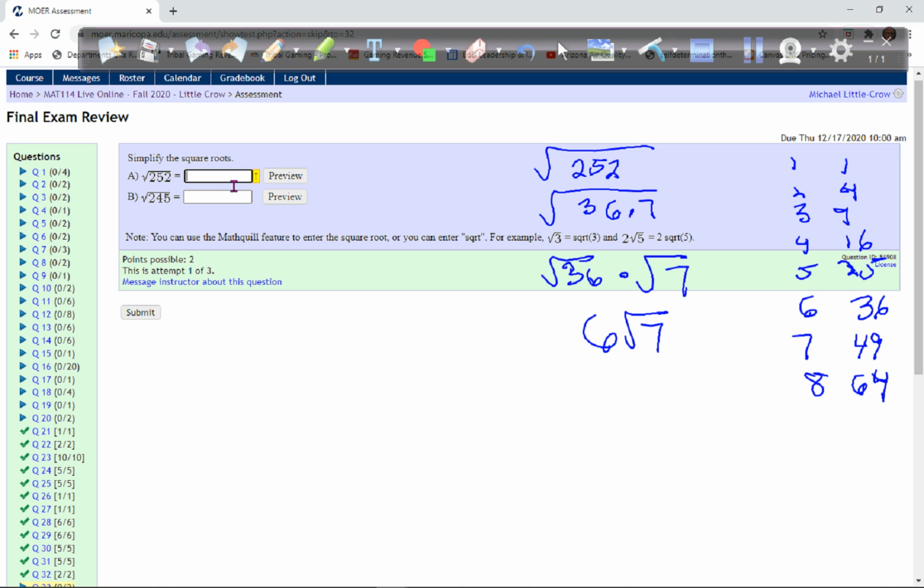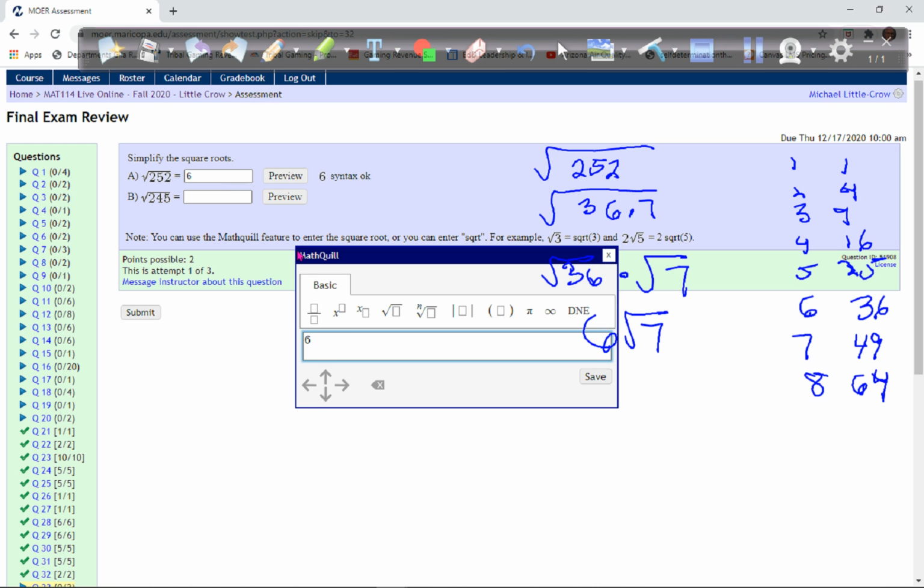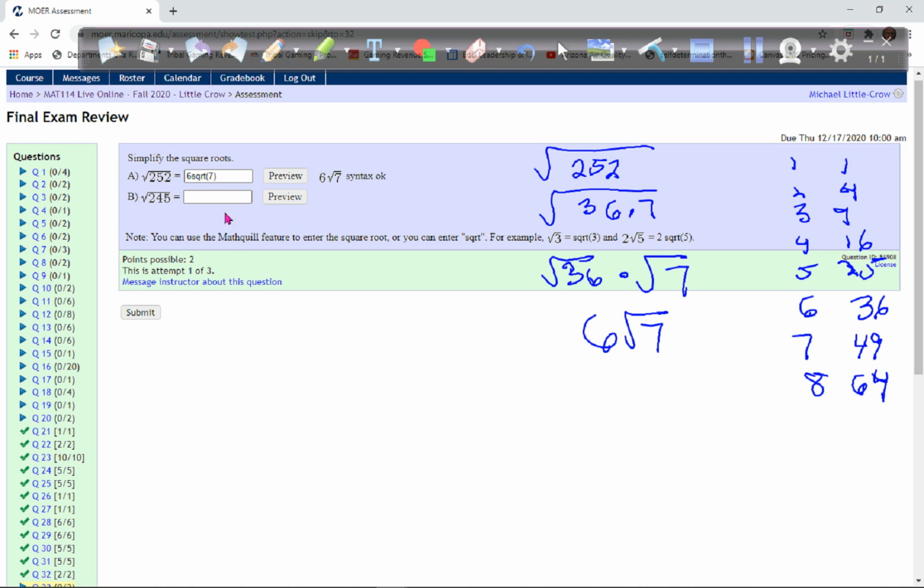That's what we put in here for reducing square roots: 6 square root of 7. That's the way they're going to want it.